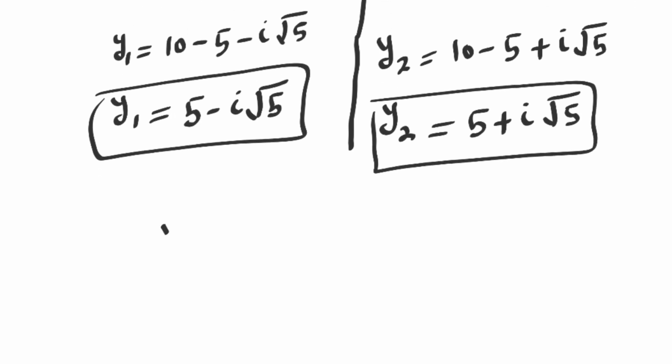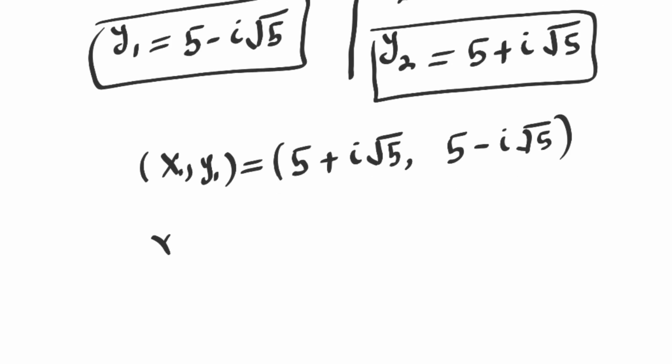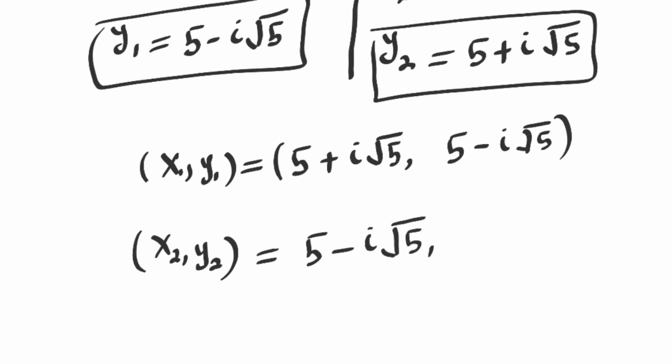Therefore, our final answers are x1, y1 is equal to 5 plus i square root of 5, 5 minus i square root of 5. x2, y2 is equal to 5 minus i square root of 5, 5 plus i square root of 5.